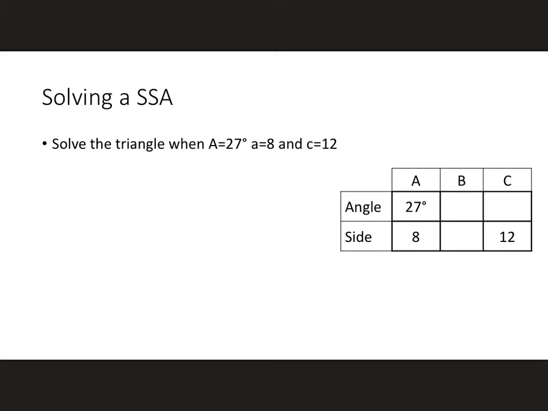I think I can find angle C pretty quickly if I use the law of sines. And then once we know what angle C is, we can find out what angle B is and then use the law of sines again to find the other missing side. So let's get to that. First let me set up my law of sines part. So the sine of 27 degrees divided by 8 equals the sine of C over 12.